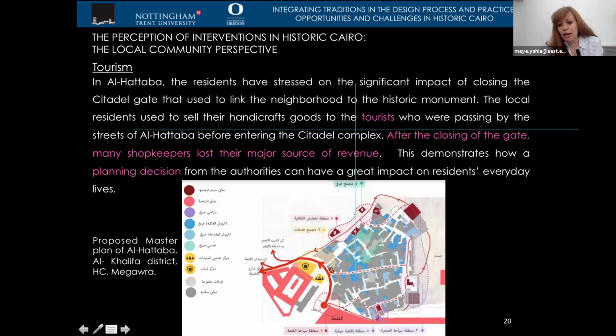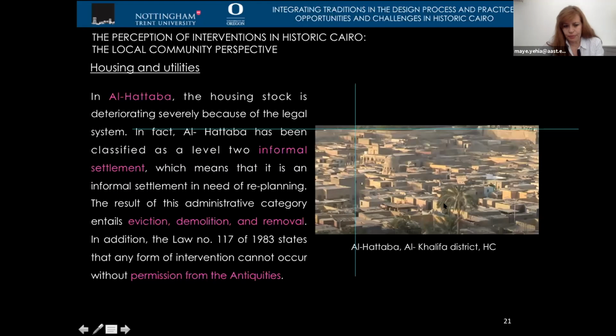This is a master plan proposed by Mugawra, which is an association that works for the preservation of historic Cairo, and they proposed, of course, the reopening of the gate to link the citadel to Al Hattaba again.